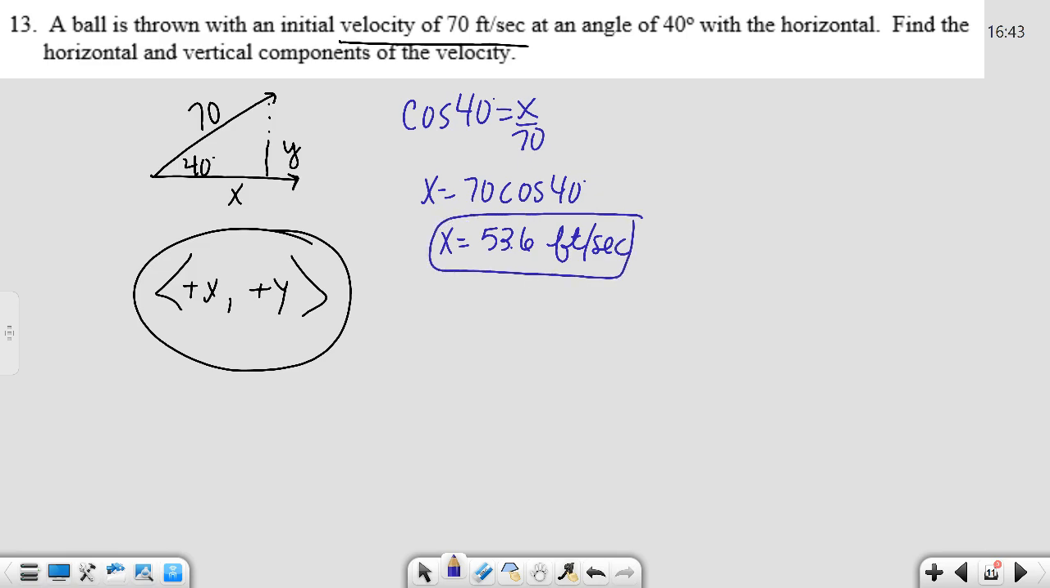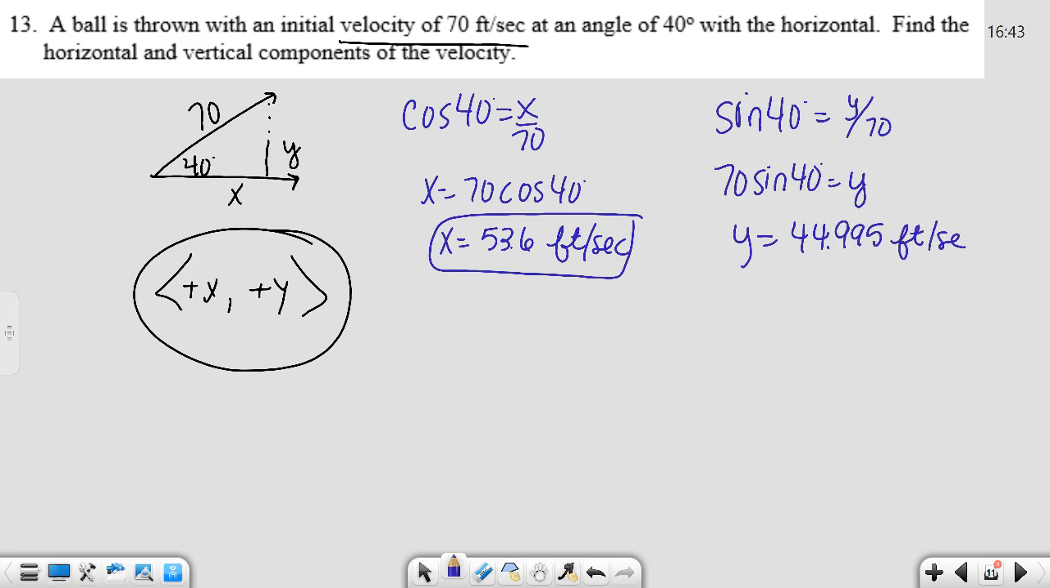If you're looking for the vertical, then you would do sine of 40 degrees equals your y over 70. Cross multiply: 70 times sine of 40 gives the y value. And that works out to be, let's see, y equals 44.995 feet per second. So go ahead and just round that up to 45 feet per second. There you go. Those are the components.